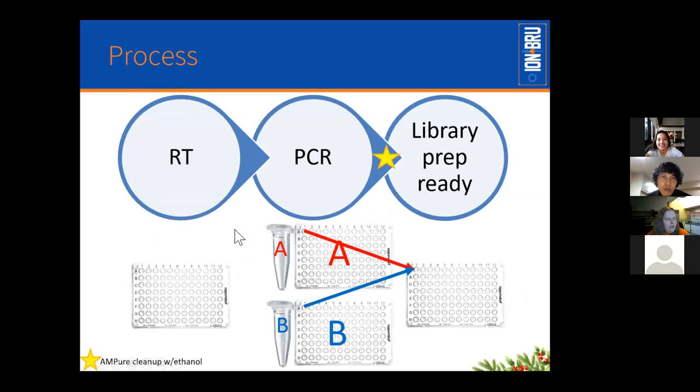So the process, you're doing your reverse transcription. You can do this in a plate. And then your PCR, you want to keep your A and B separate just to make sure there's no cross-contamination there. And then once you've done your PCR, there's an ampule cleanup. I'll get back to the ampule cleanups in a minute because there's one thing you really need to remember for that. And then you've got your DNA ready to start your library, your amplicons.